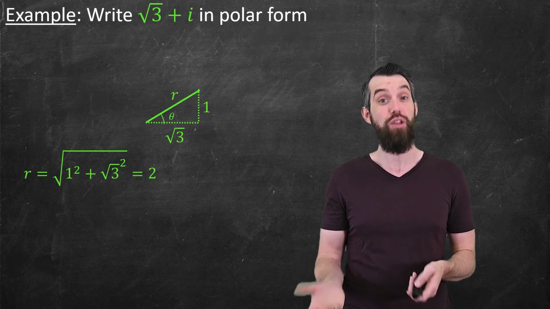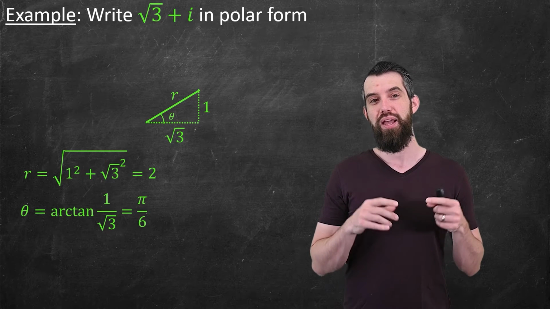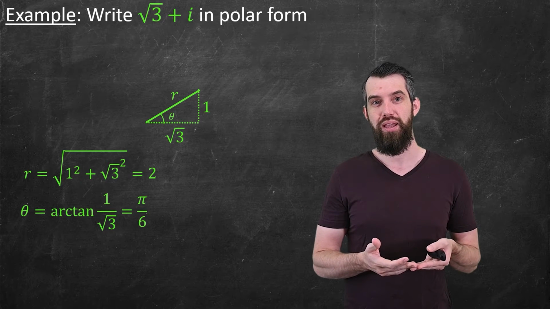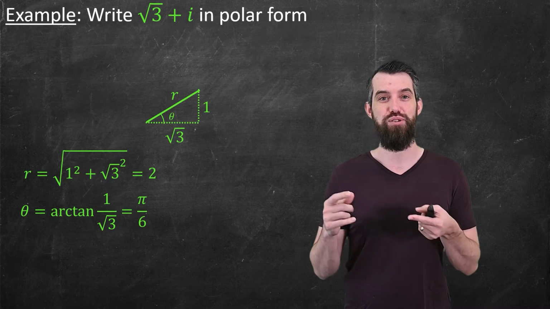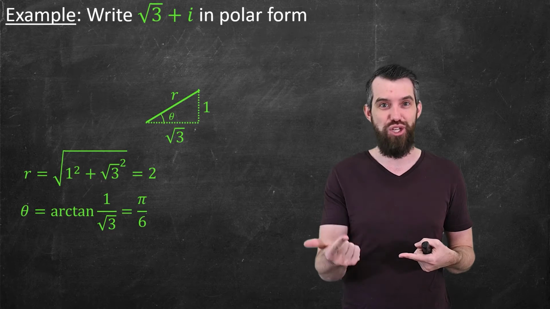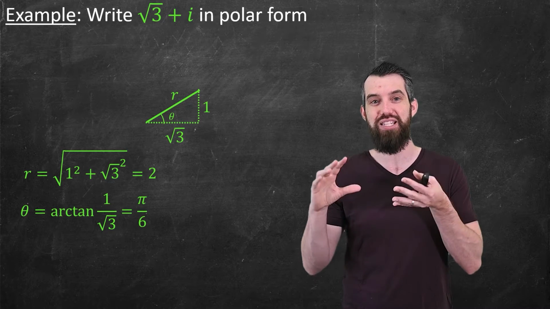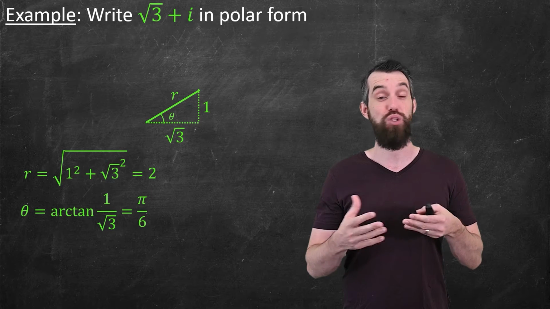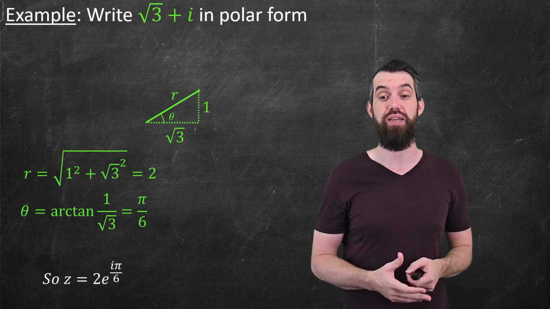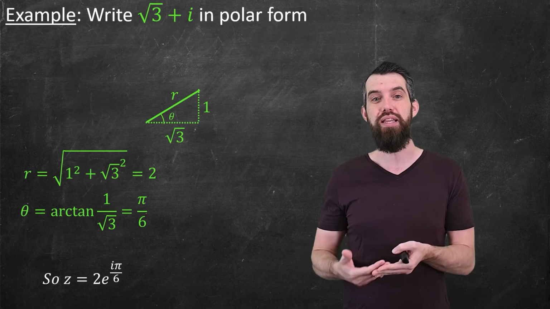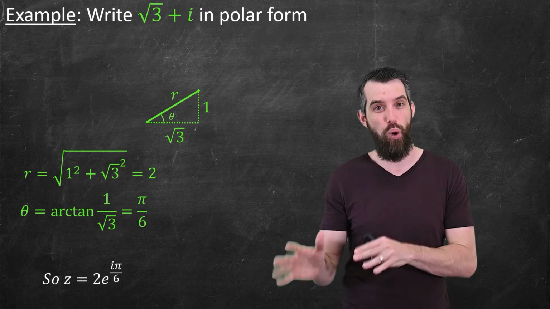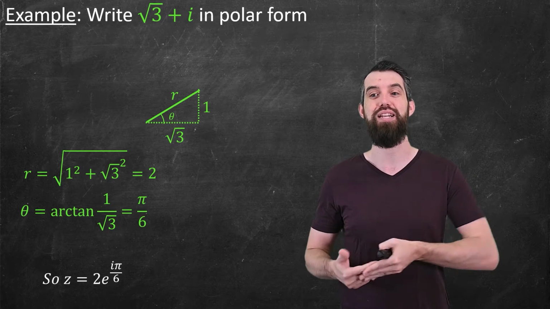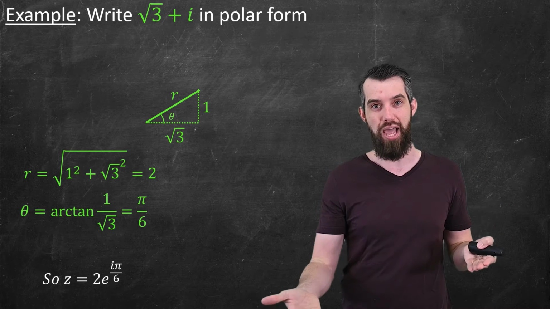Okay, what about the argument? What about the theta value? Well, theta from this triangle is arctangent of 1 over root 3. And indeed, this triangle is one of those special triangles. It's the 1, 2, root 3 triangle. And I know that special triangle has angle theta equal to pi over 6. And so then the polar form of this is z equals 2 e to the i pi over 6. That's my polar form representation of the complex number, which was originally represented as root 3 plus i.